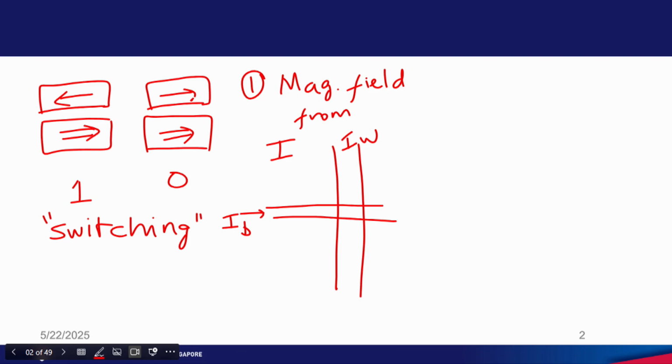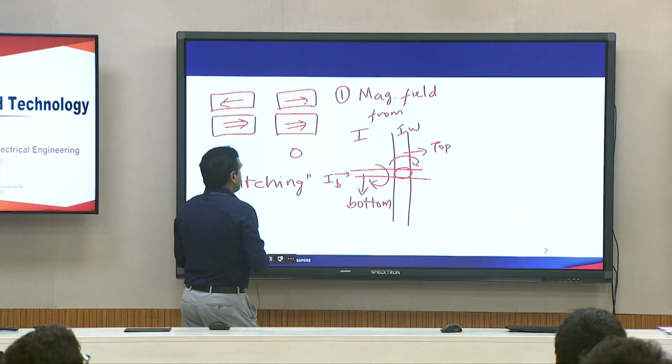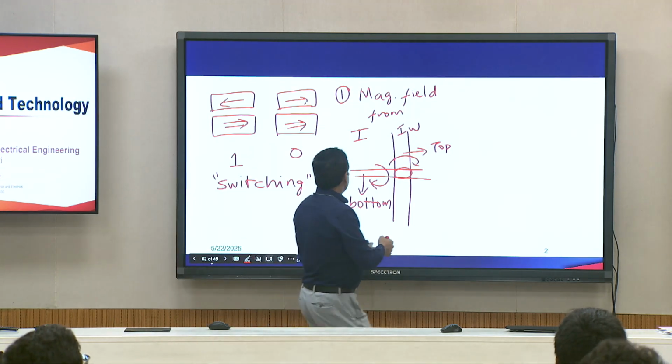The MTJ that you want to switch is somewhere in between the two wires. Let us say one wire is at the bottom and the other is at the top, and the MTJ is in between these two. So when you send current through the two wires, you are producing orthogonal magnetic fields. These two fields are at an angle of 90 degrees with respect to each other.